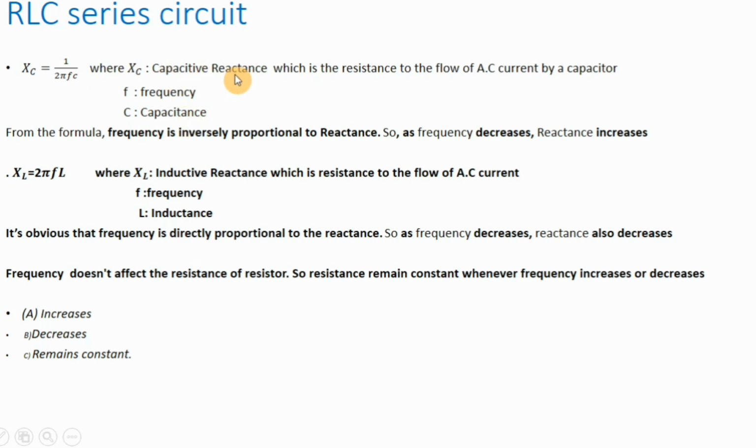So what is capacitive reactance? It can be taken as the resistance to the flow of alternating current by a capacitor. Through the formula we see that capacitive reactance is equal to 1 divided by 2 pi frequency capacitance. As you see, the frequency is in the denominator. This means that frequency is inversely proportional to capacitive reactance.